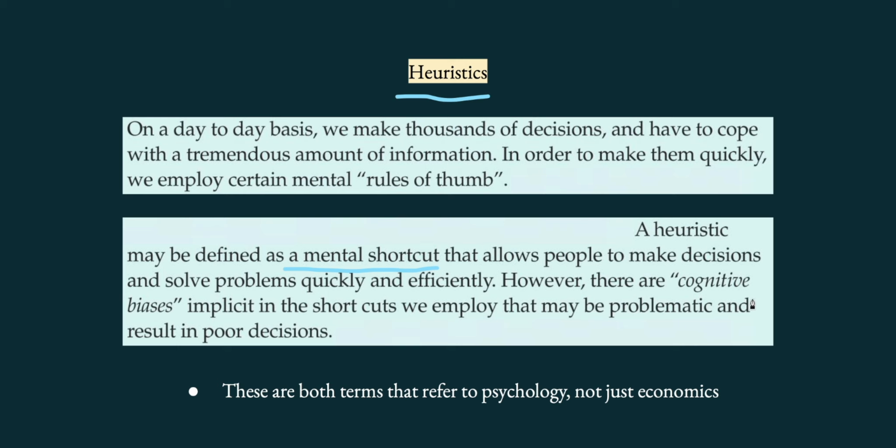However, there are something called cognitive biases, which you're going to be looking at, implicit in the shortcuts we employ that may be problematic and result in poor decisions. So obviously the rules of thumb that we each have, which are super individual to us, are going to be dictated by our cognitive biases. However, if those biases are off or illogical or kind of hurt us in some way rather than help us, they may be problematic and actually lead to poor decision making instead of good decision making. Okay, and just to be clear, these are both terms, a heuristic and cognitive bias, that refer to both psychology and economics. That's why we're overlapping between these two right now.